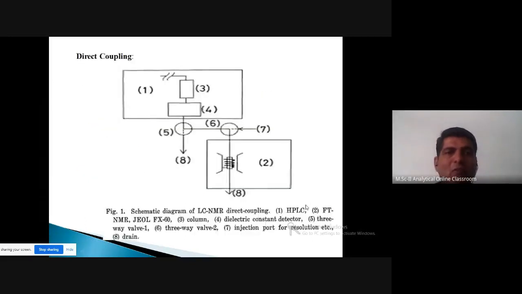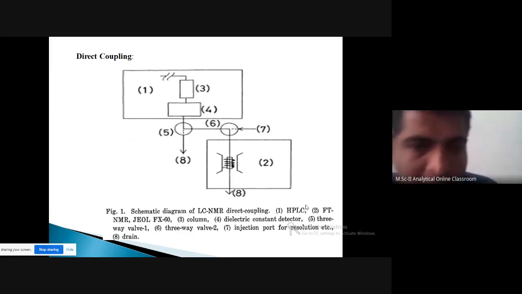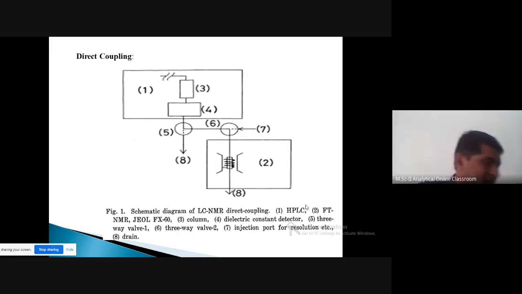Okay, here is the image of the direct coupling. Have a proper look at which parts are there, what is meant by one, three, four. Read it once. When I explain, you will understand immediately. Just take 15 seconds to read this slide.